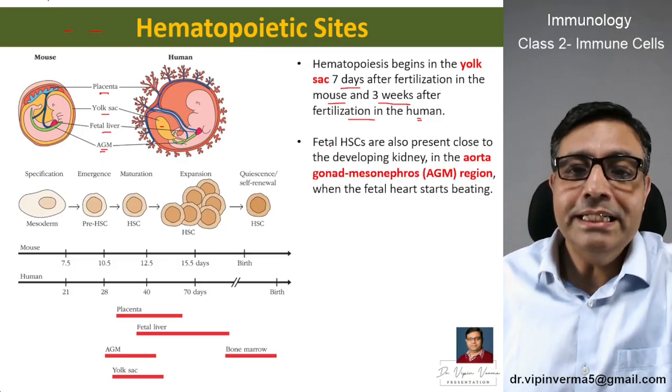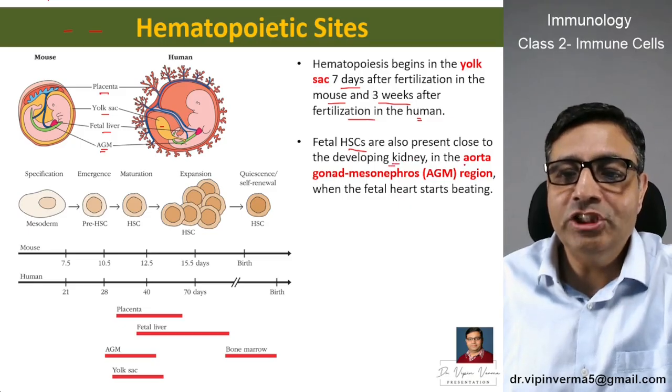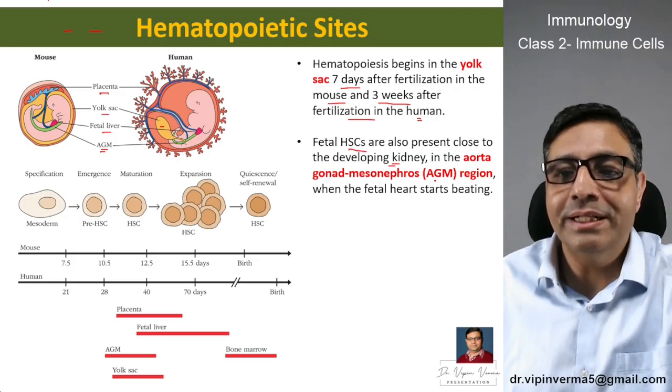Next, these fetal hematopoietic stem cells are also present close to the developing kidneys, and this region is known as the aorta gonad mesonephros region. So it is known as AGM. The full form of AGM is aorta gonad mesonephros region.